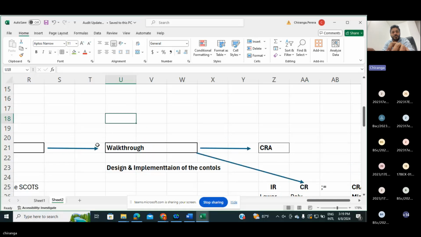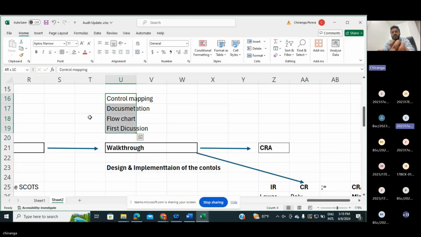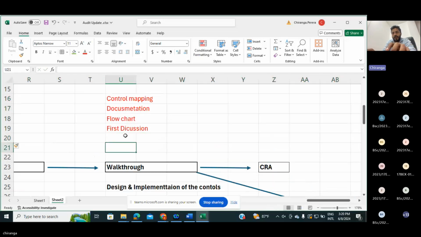I can divide that into some parts, right? Once you are doing a walkthrough, let's say first discussion, then flow chart, and then documentation, and then control mapping. These, for me, are the key steps we can do, right? First, what you have to do, actually, before that, we'll say background test.